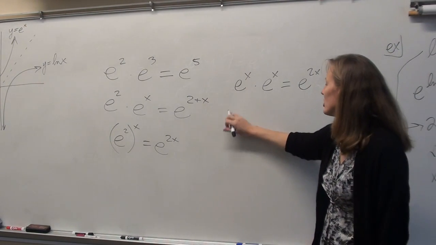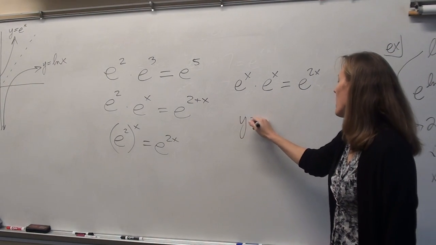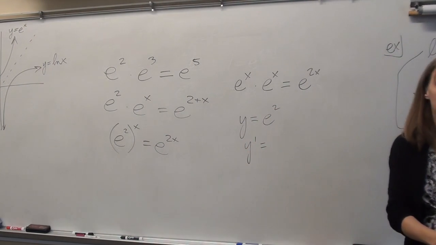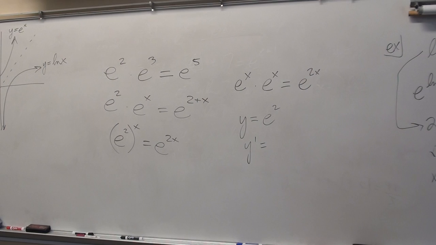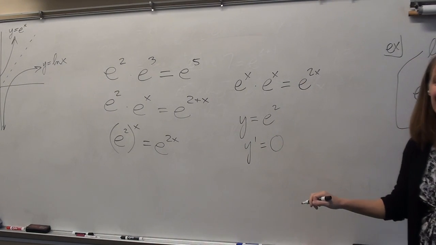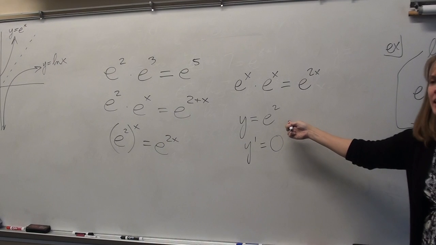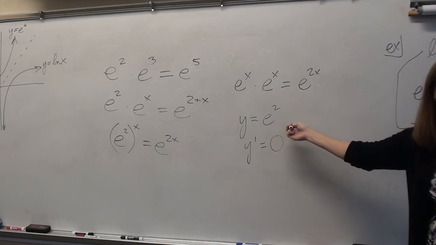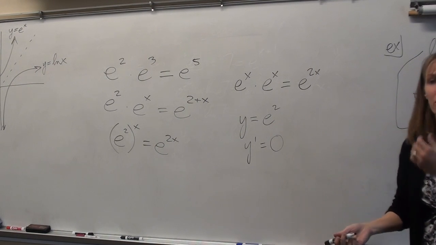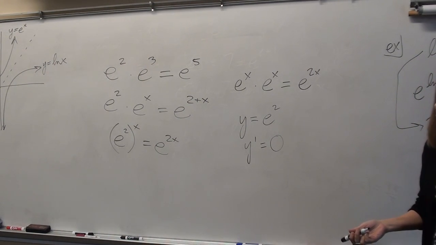Quick question dealing with e's and exponents. If y equals e squared, what's y prime? Zero. Gotcha. What's e? E is a constant. If there are no x's here, no variables, because e is not a variable, it's a constant.